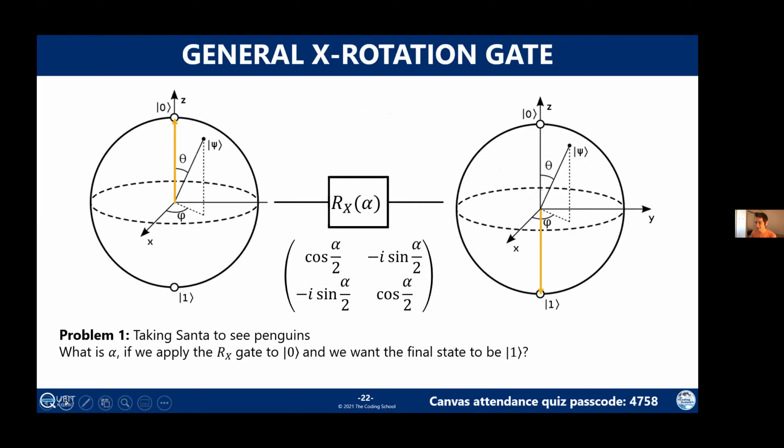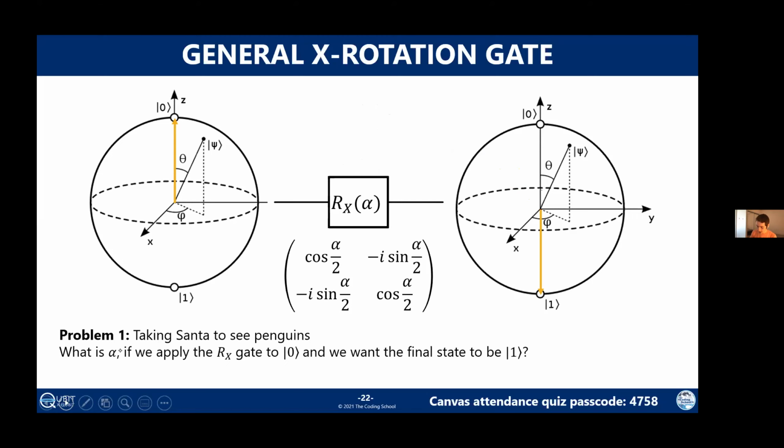Okay, so I'm going to keep going. These problems have very entertaining names. So the first problem we're going to look at is called taking Santa to see penguins, which basically means going from the North Pole to the South Pole, right? And the question now is, what should alpha be if we want to apply the Rx gate to 0 and end up in the state 1?